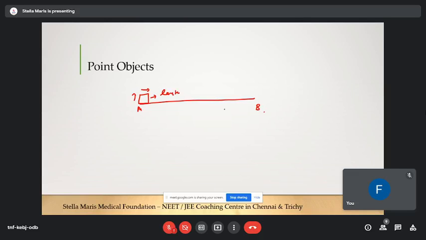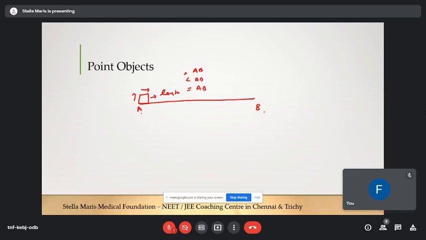So the size of the object is less than the distance it covers, right? Is it right or not? The size of the object is less than the distance it covers or not? Yes, sir. So can we call this object a point object?